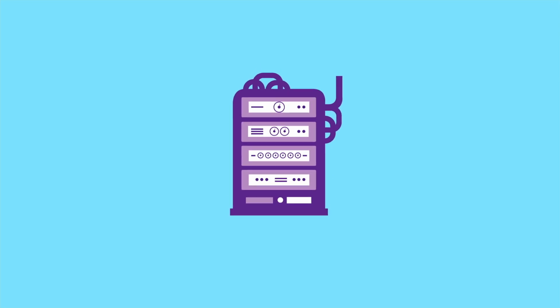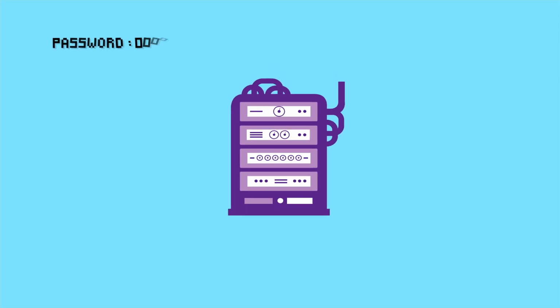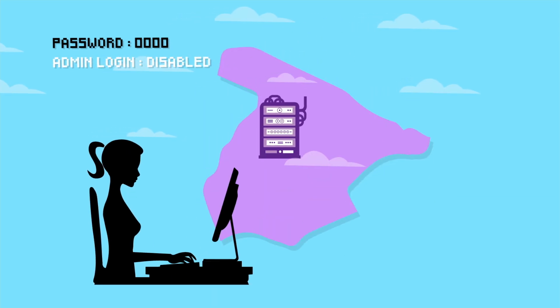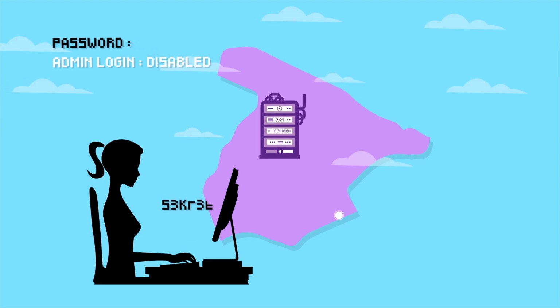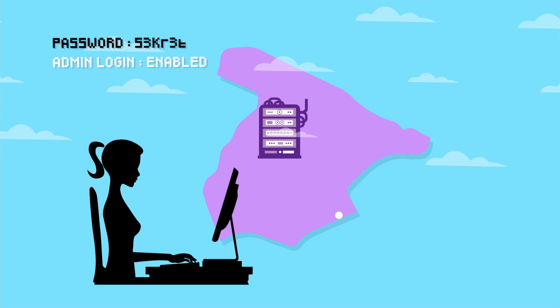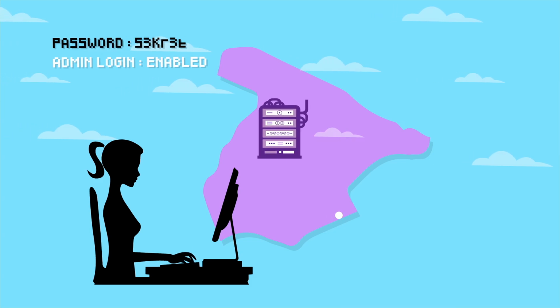Here is an example. Eventually consistent database BuggyDB comes with a default admin password and admin login disabled. Alice, working from the Alicante replica, sets the password, then enables login. BuggyDB does not make these updates visible in the same order.